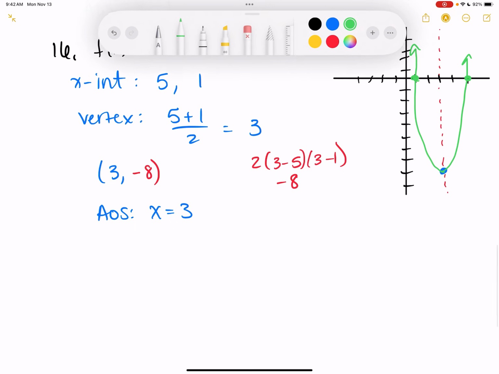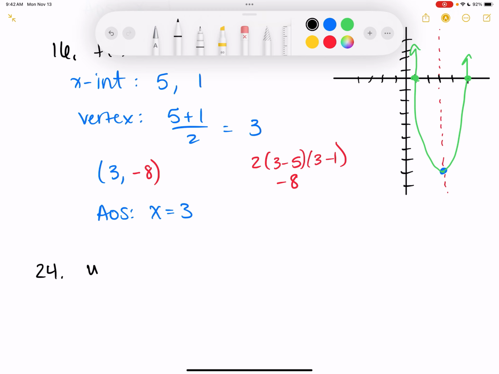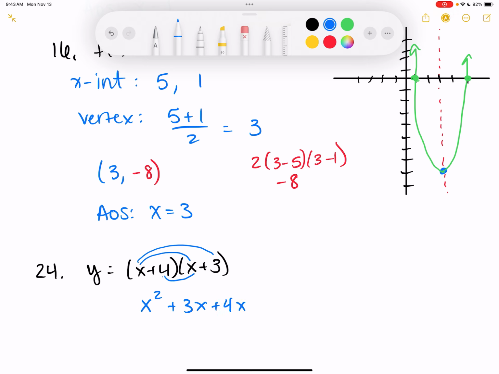So 24, we've got y is equal to (x plus 4) times (x plus 3). I'm quite sure you've FOILed before, but we do the first, so x times x, which is x squared. Outside, so x times 3, so plus 3x. Then inside, so plus 4x. And last, 4 times 3 is 12. And then we just rewrite this as y is equal to x squared plus 7x plus 12.